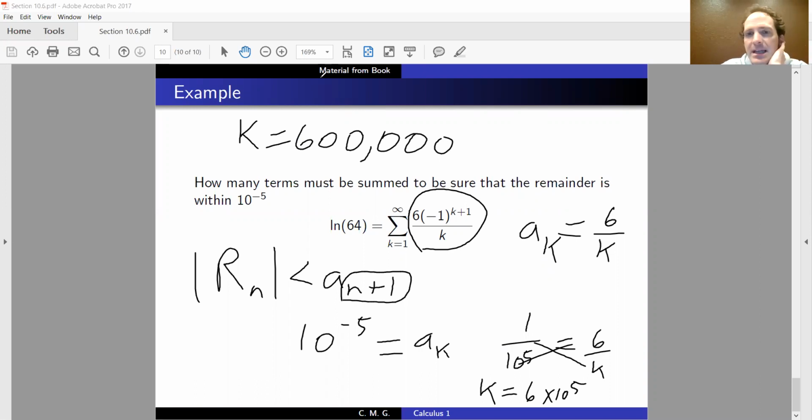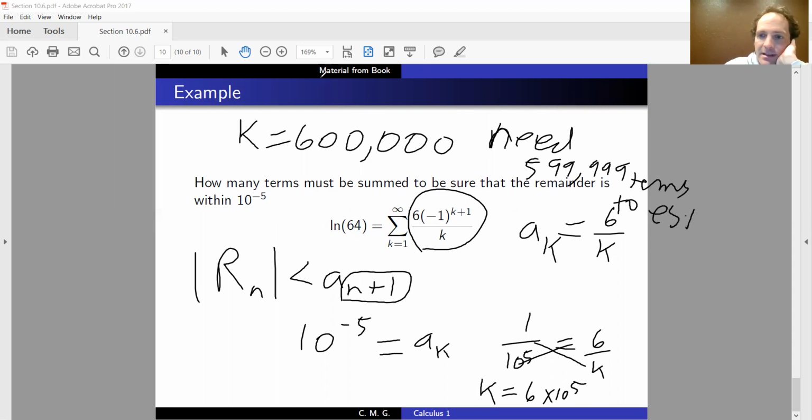So how many terms do I need to take here? I need to take 599,999 terms to estimate this within that 10 to the minus 5th power. So we're within 10 to the minus 5th by taking 599,999 terms. And that's a pretty good accuracy. Actually, that's really terrible accuracy, because I have to add a lot of terms to get it.